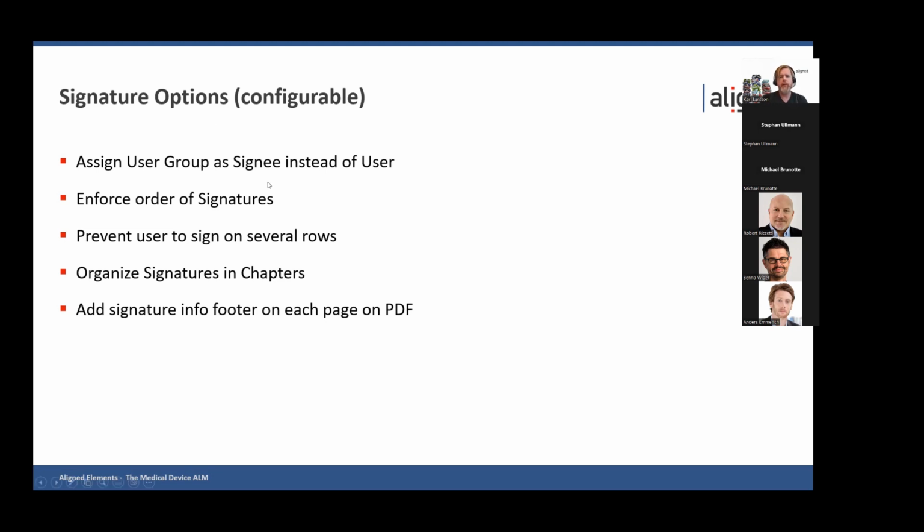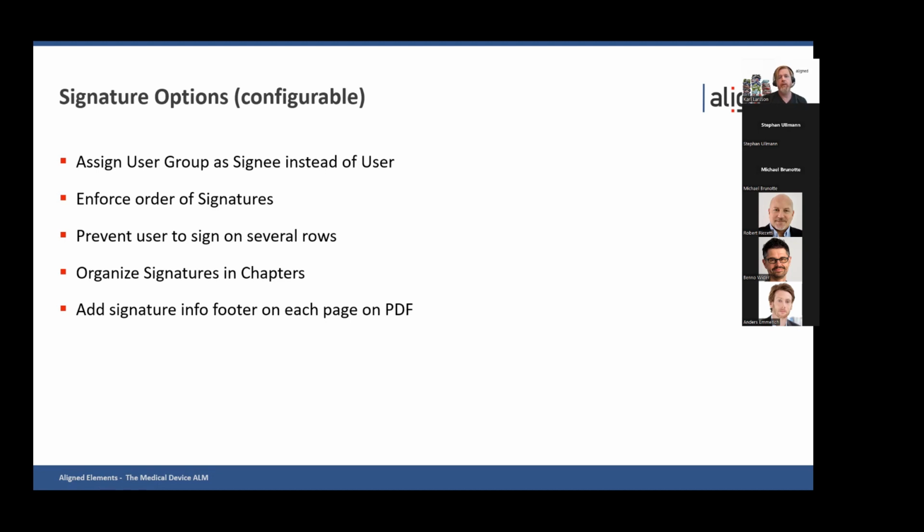We have also included the enforcement of order of signatures. So previously, if there was a number of people that should sign off on a particular document, we did not enforce the order. And now there's a possibility to enhance the signatures with enforcing the order of signatures. So the first person needs to sign before the second, or people having a particular characteristic must sign before people of a particular other characteristic.